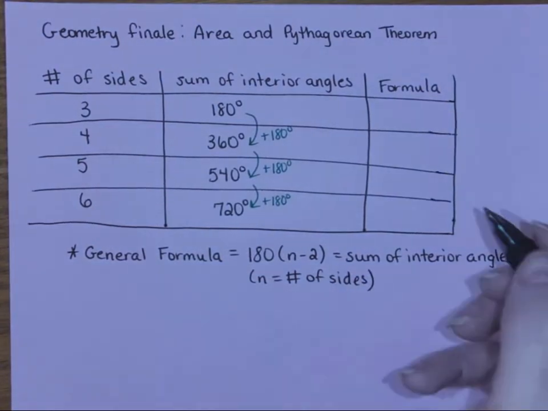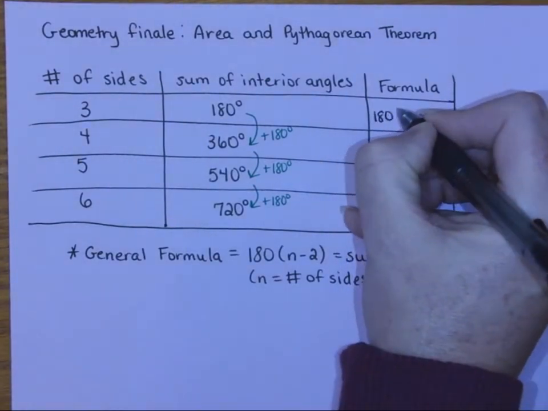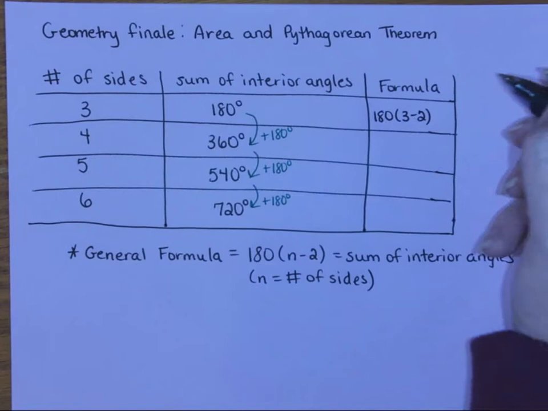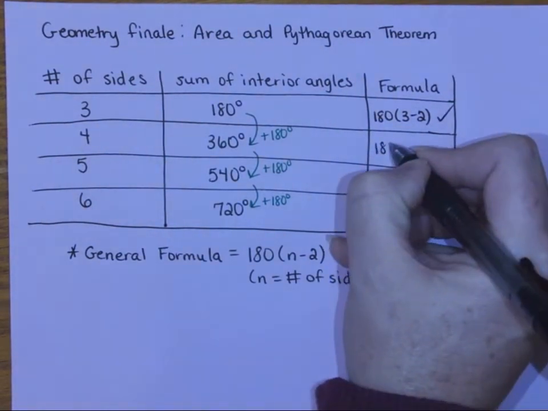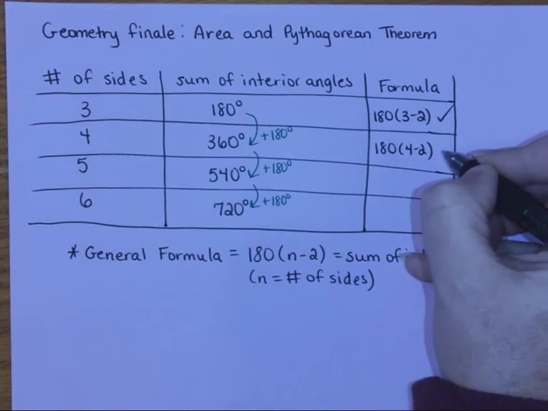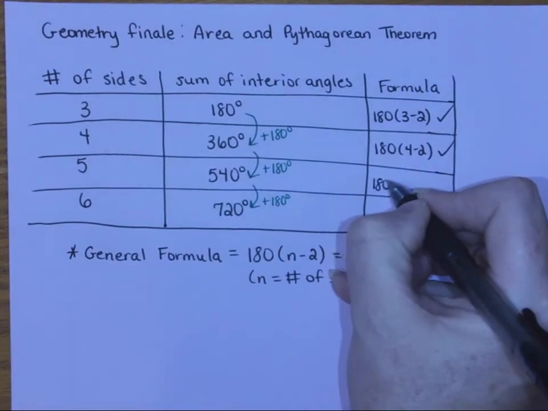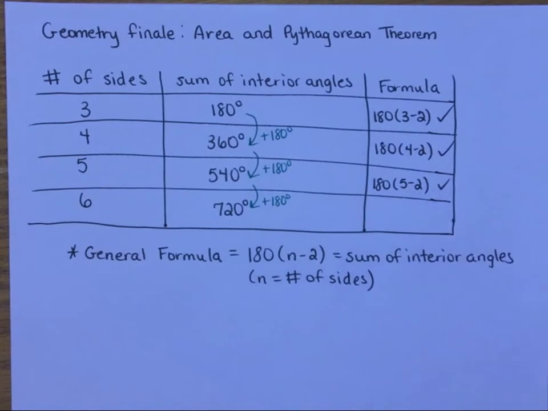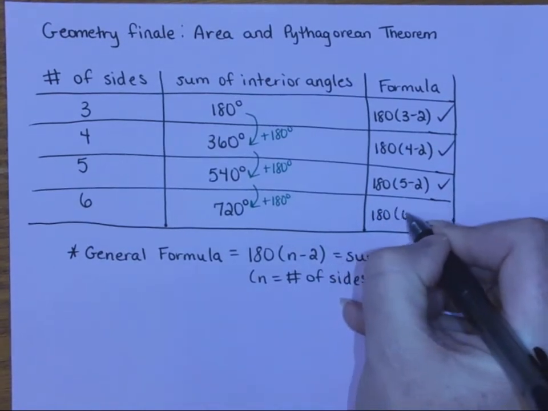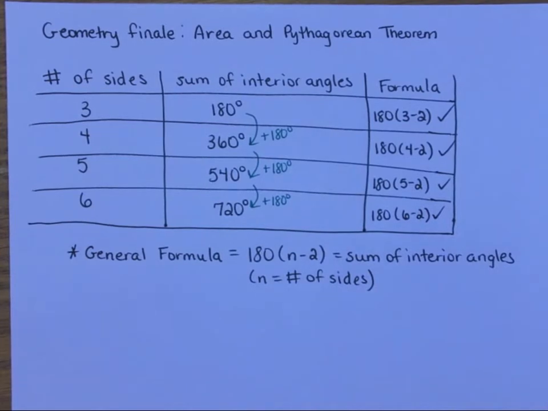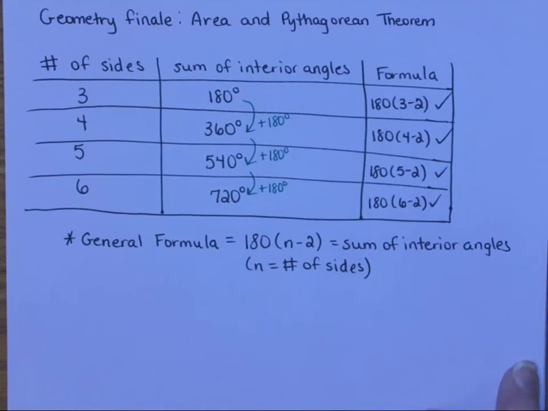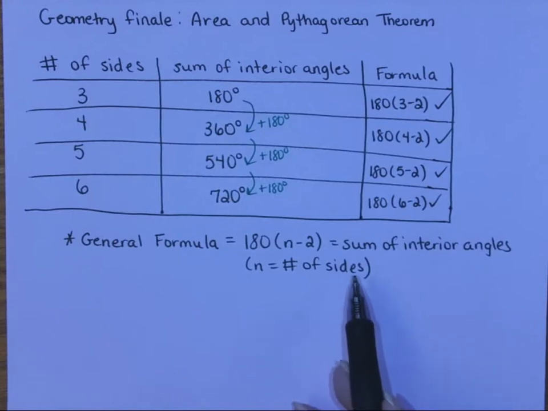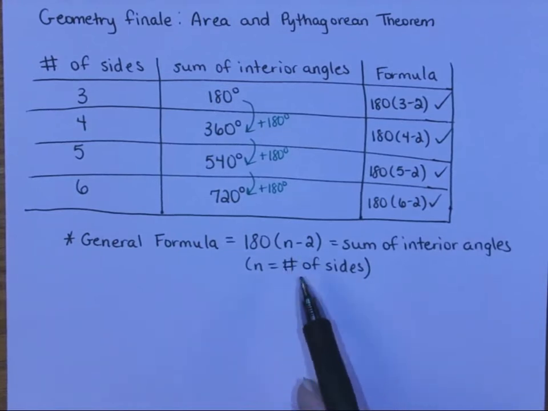Okay, so let's check that out. In other words, let's use the formula. If we use the formula here, 180 times (3 minus 2) is 180, so we're good there. This would be 180 times (4 minus 2), or 180 times 2, that's 360. So I think you can see that that formula is going to work, right? 180 times (5 minus 2) works, and the same with 180 times (6 minus 2), that would be 180 times 4, which would be 720. But on the test, I could ask you about an 18-sided shape. To find the sum of the interior angles of an 18-sided shape, you would just plug 18 in for n, and then get 180 times 16.